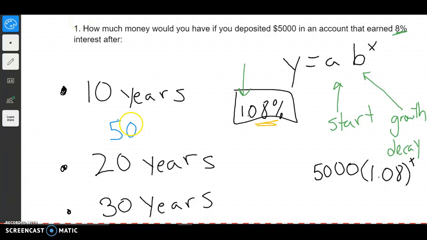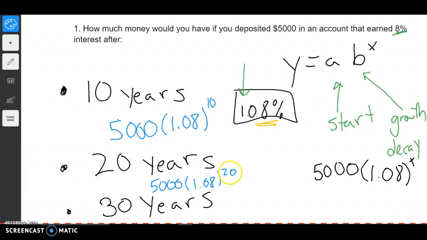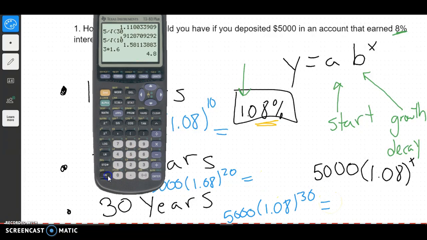So for 10 years, it'd be 5,000 times 1.08 to the 10th. This would be 5,000 times 1.08 to the 20th. And this would be 5,000 times 1.08 to the 30th. Let's figure out what those numbers are. They're probably pretty big. So 5,000 times, and on all this stuff, you should use your calculator. Don't do this by hand. You don't really want to times 1.08 10 times. So this one's about, if we round this, about 10,794.